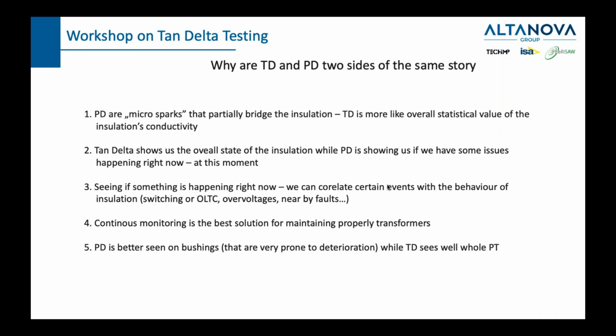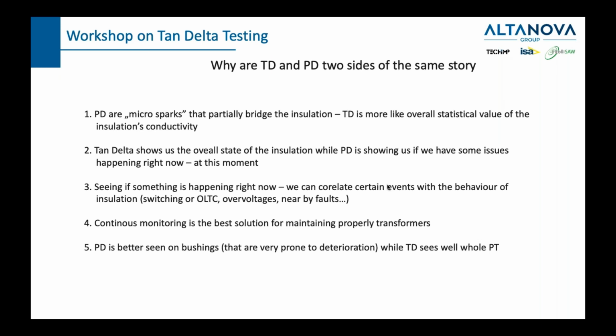Another point I wanted to make clear is the similarities between TD and PD. First of all, PD, or partial discharge, are micro sparks which partially bridge the insulation. While TD is more like an overall statistical value of the insulation's conductivity, of the whole piece of that sample. Tan delta also shows us the overall state of insulation, while PD is showing us if we have some issues happening right now. So you can have a situation when there is no PD, and then a situation when there is a PD.